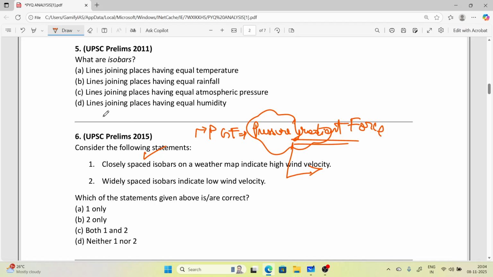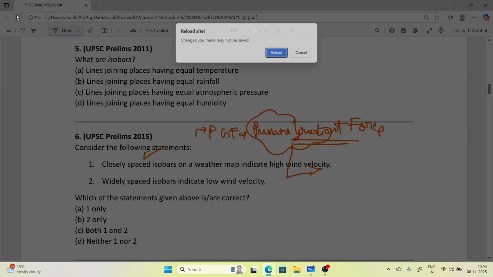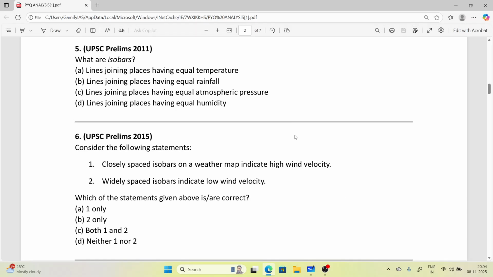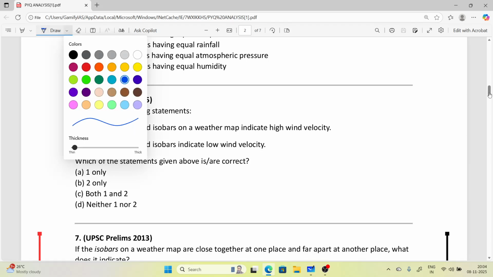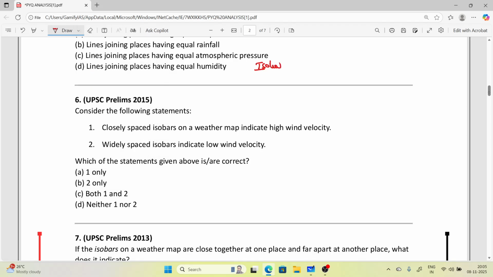So let us draw a diagram, a table. Let us draw it over here. Isobar spacing, pressure gradient, wind velocity. Okay. If the isobar spacing is close, it means the pressure gradient is high.